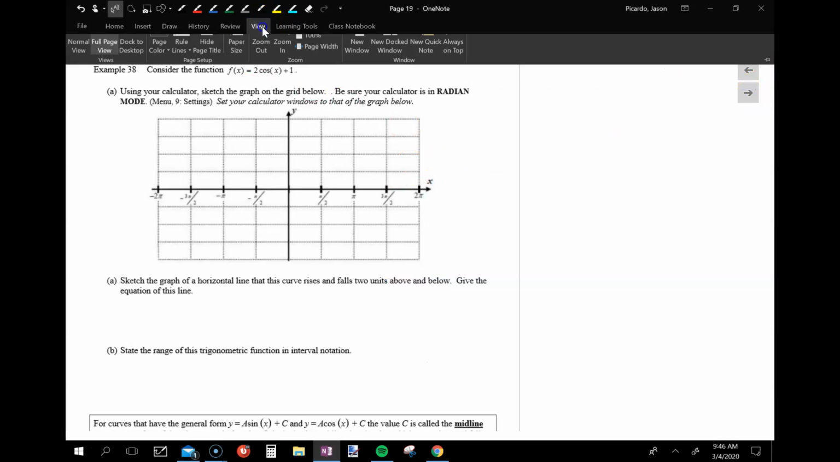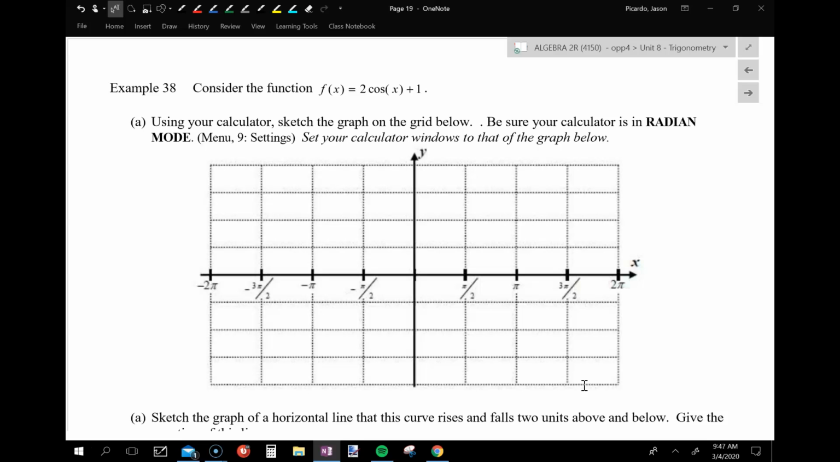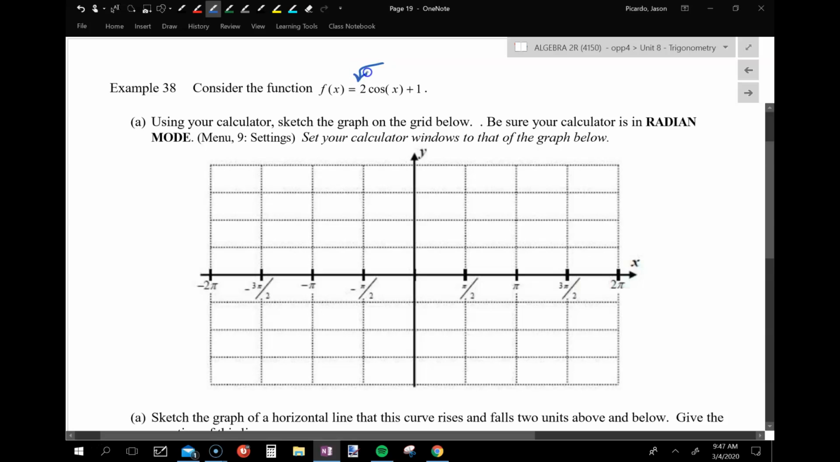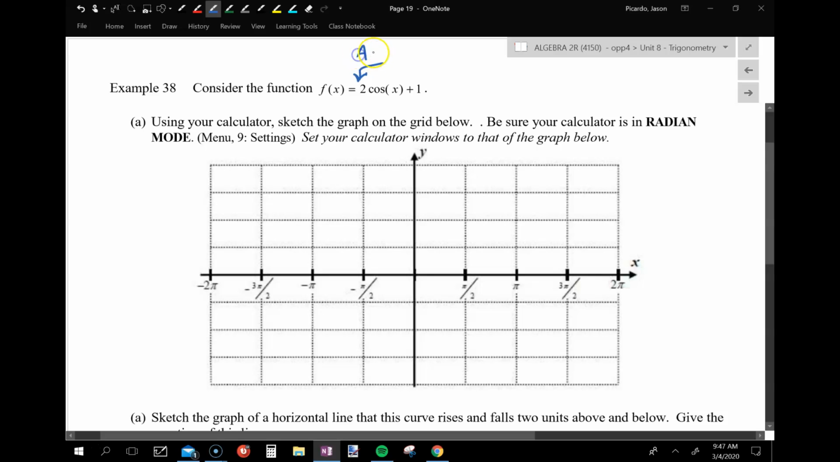That should make some sense until I do this, until I throw a couple of things at you. What did I do here? I threw a 2 in front. Give me a word for that. What does that 2 represent? It started with an A. Amplitude. And then this is my vertical shift.